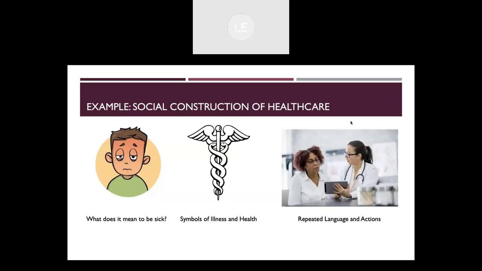Today, if you are homosexual, you likely are not going to be admitted in the US as an insane patient. And so we've created a way of seeing and interacting with the world, and it changes over time and in different places. So this is an example of how we've socially constructed what is called healthcare, what is called wellness, and what is called illness.